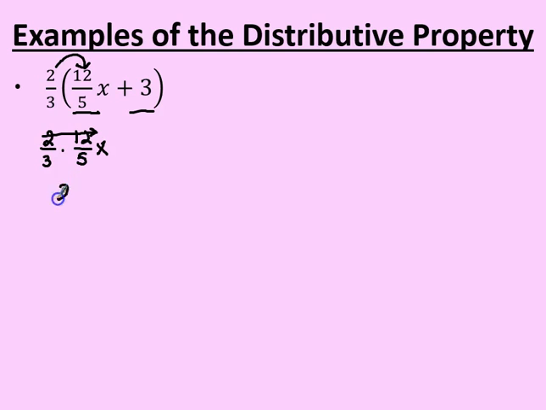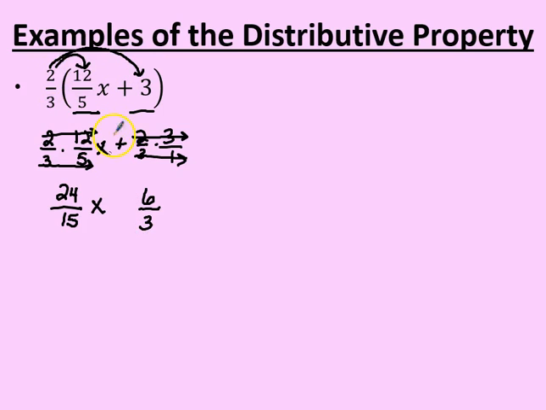2 times 12 is 24. 3 times 5 is 15. So we have 24/15 x. And we're going to do 2/3 times positive 3. So 2/3 times 3. Remember, 3 is the same as 3 divided by 1. So 2 times 3 is 6. 3 times 1 is 3. Both these amounts are positive, so we get a plus sign in the middle.